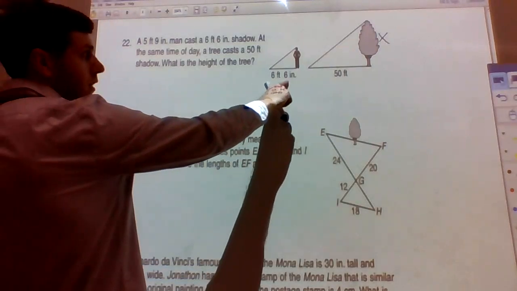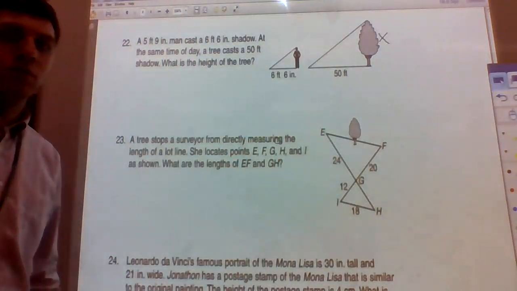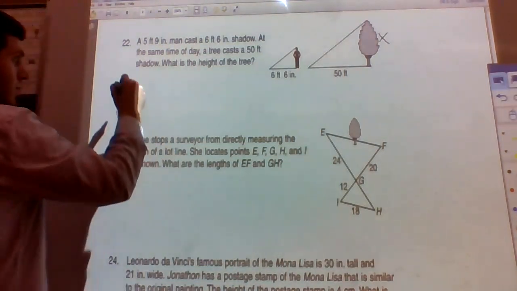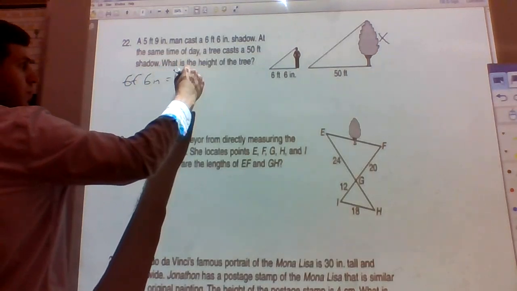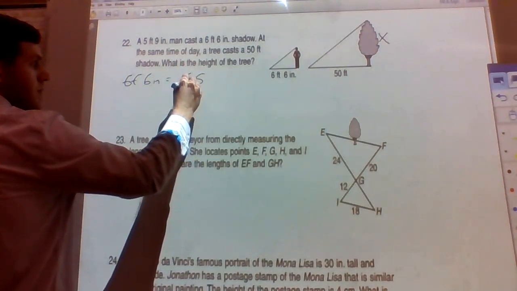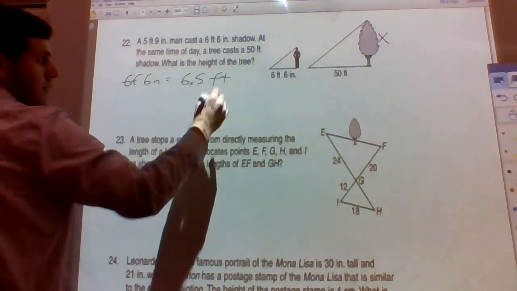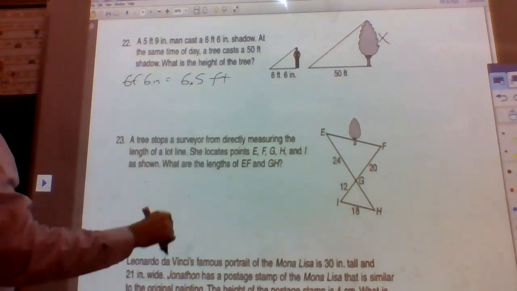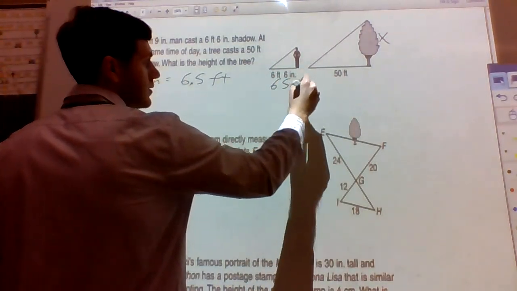All right. We know how many inches are in a foot. So there's 12 inches in a foot. So we know 6 foot 6 inches is going to equal 6.5 feet. So this is 6.5 feet.